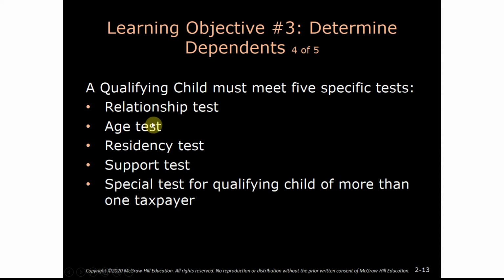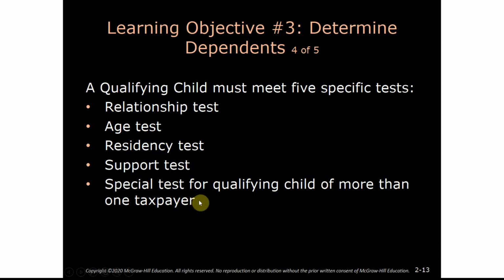Age test: you generally have to be under 19 years of age, or under 24 if you're going to school full-time. The residency test: the child would have to live with the taxpayer for more than half the year to meet this requirement. And as I said earlier, temporary absences are permitted. And the support test: the child must not provide more than half their support.